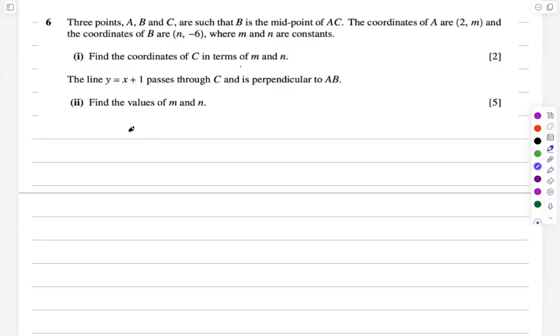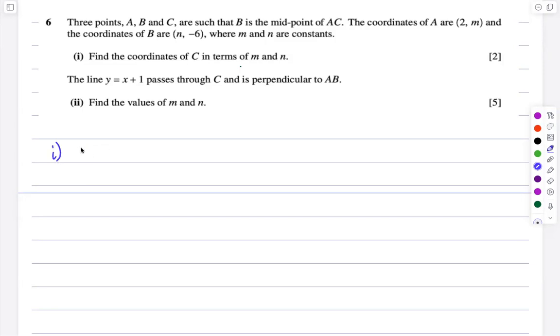In question 6, 3 points A, B, and C are such that B is the midpoint of AC. The coordinates of A are (2, m), and the coordinates of B are (n, -6), where m and n are constants. In part 1, we have to find the coordinates of C in terms of m and n. Now, it is given that B is the midpoint of AC.